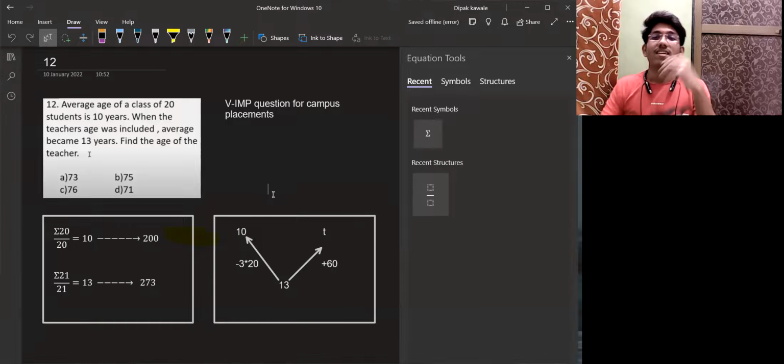Let's say there are 10 students, each of them having 10 chocolates. Okay, there are 10 students and all of them have 10 chocolates. What will be the average of all the students' chocolates? 10.